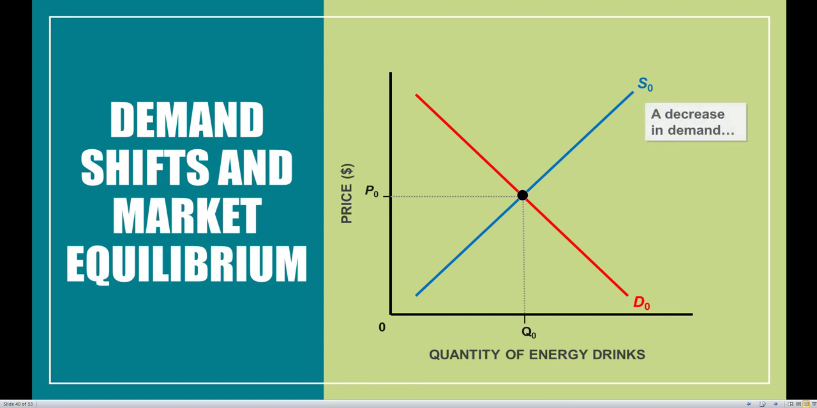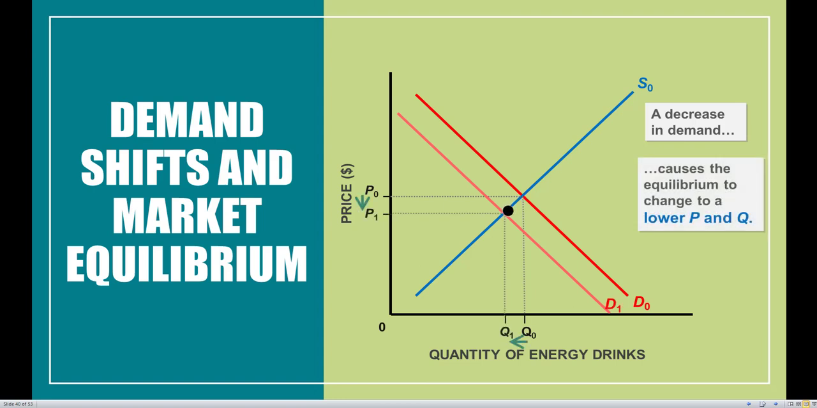So here we have a decrease in demand instead, so we shift our demand curve over to the left towards the origin. Our new intersection is going to be right here. So in the intersection of our new demand curve and our original supply curve, we notice that prices go down from P0 to P1 and quantity also goes down from Q0 to Q1.